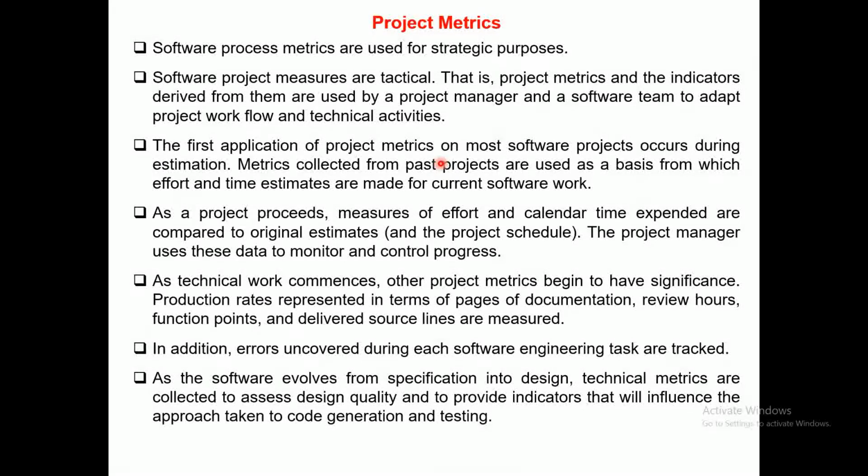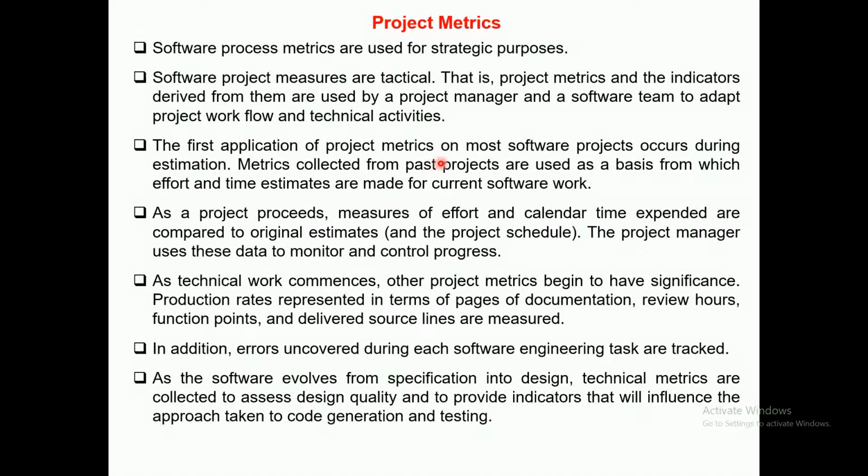In addition, errors uncovered during each software engineering task are also tracked. Why is the tracking of errors very important? Because if you track errors encountered during each task, what are the various tasks? We have seen communication, modeling, development, testing. So errors uncovered during each of the tasks are tracked. That tracking is important in the current project as well, and it is very important as a baseline, as a help for referring to in later projects.